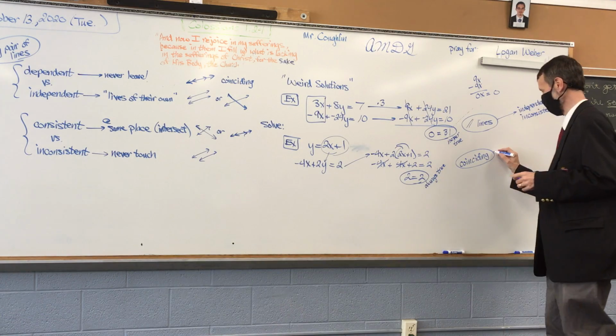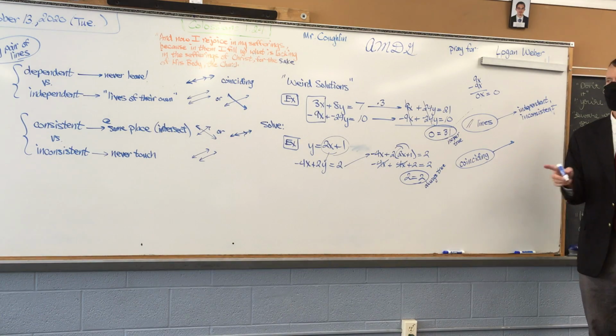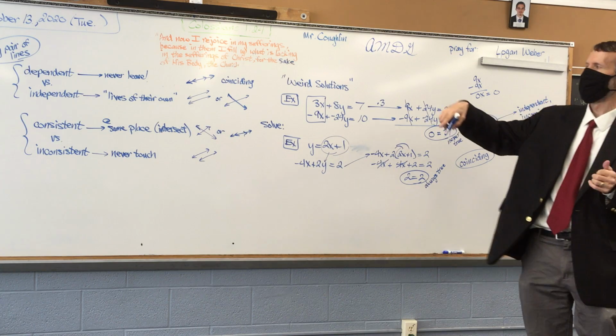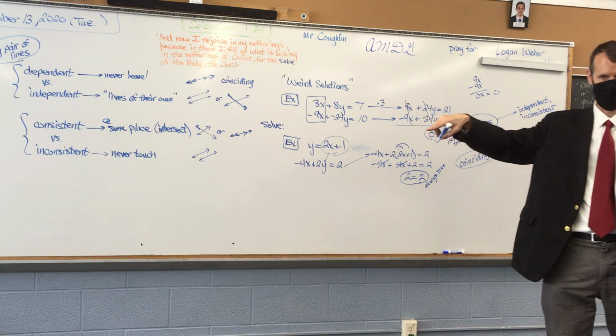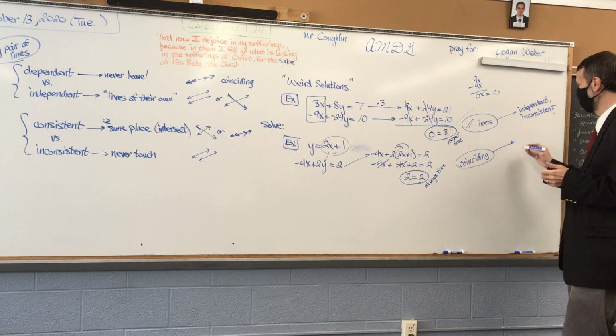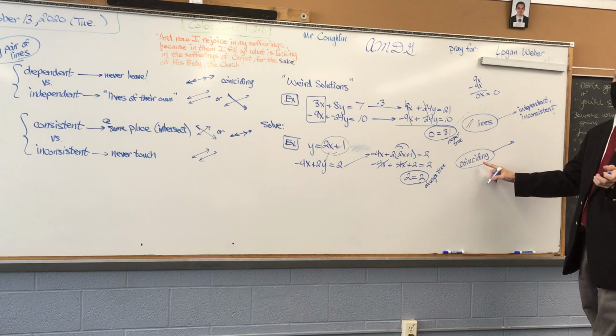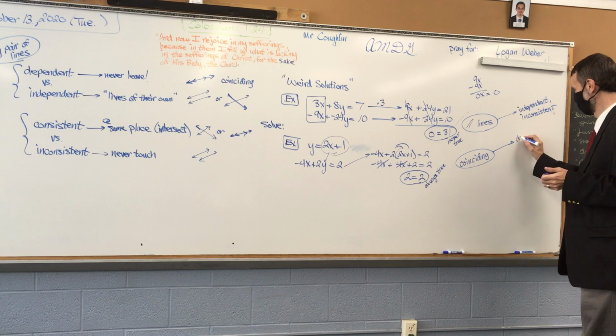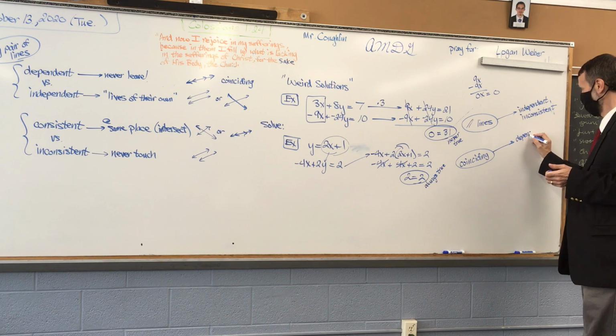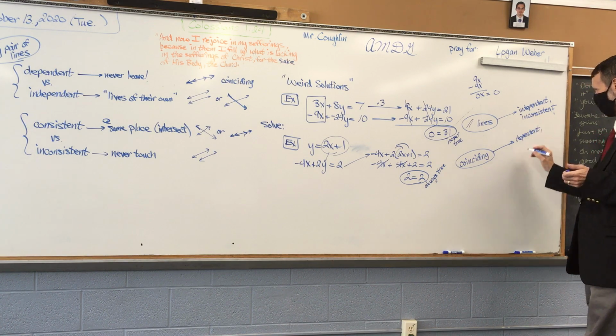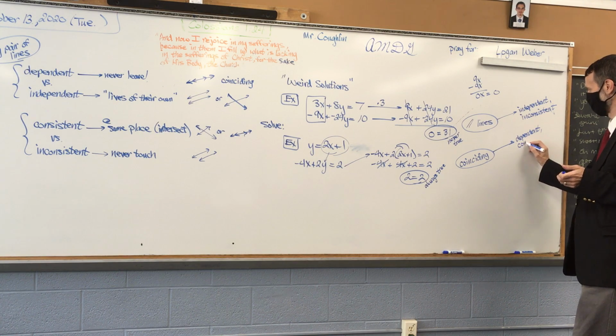Coinciding, can somebody describe that for me? The two words, one word from the top and one word from the bottom. Josh, help me out. Is it independent or dependent for coinciding? Dependent. And consistent or inconsistent? Consistent.